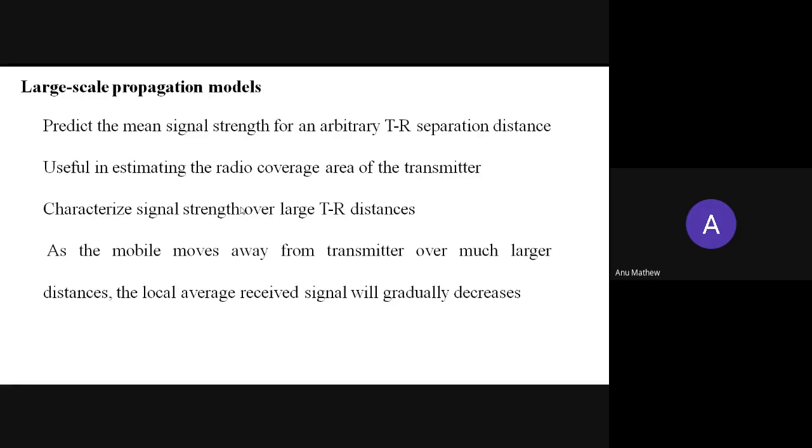As the mobile moves away from the transmitter over much larger distances, the local average received signal will gradually decrease. In the case of the large scale propagation model, the average received signal power will decrease gradually. It is used to characterize the signal strength when the transmitter and receiver are placed at a large distance. In mobile radio communication, the transmitter is the mobile station and the receiver is the base station antenna.